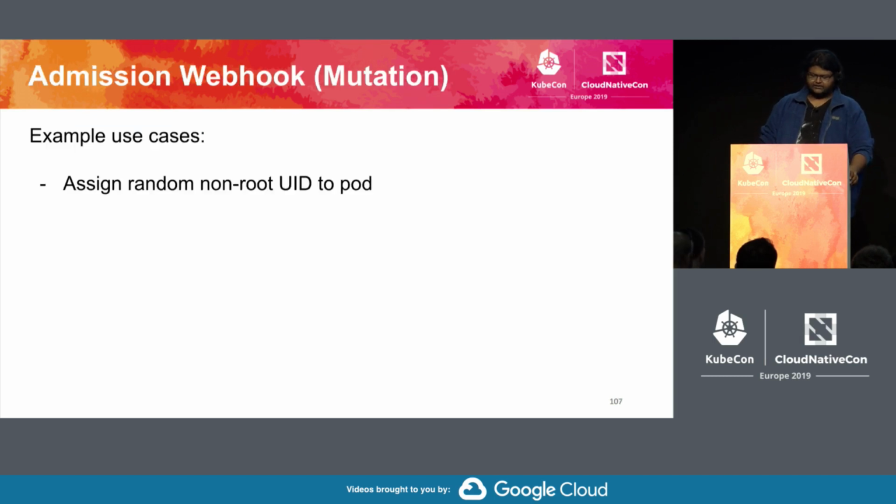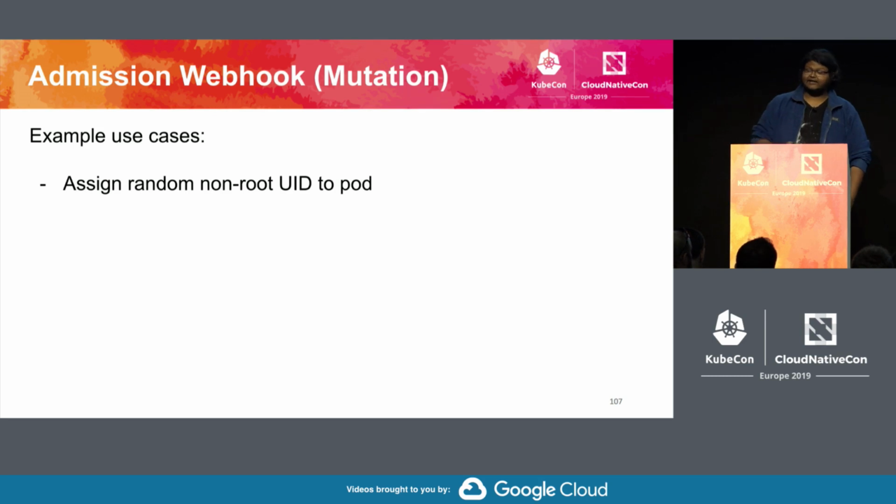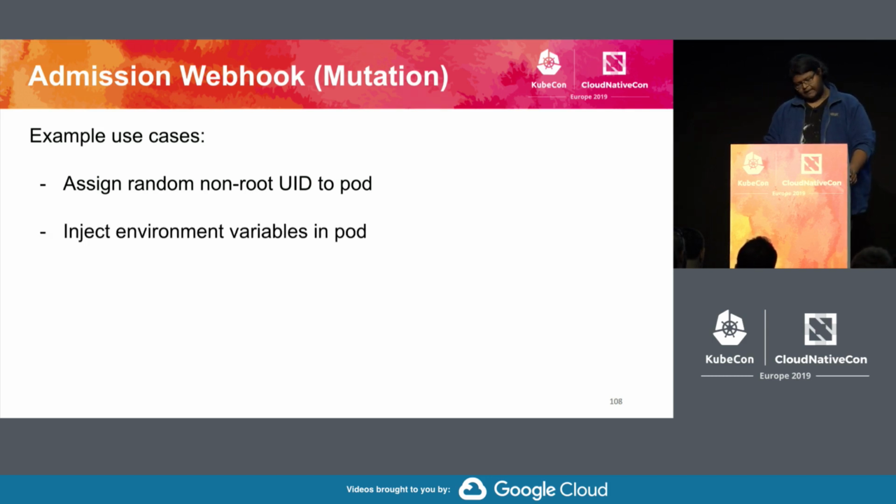Some example use cases of the mutation webhook: you can assign random non-root UIDs, because root UID is vulnerable, and also root UID is injected automatically by Kubernetes if you don't define any. So you can assign or change the UID to some non-root UID based on the namespace in the pod. You can inject environment variables in the pod if the pod does not contain the ones that your organization requires.